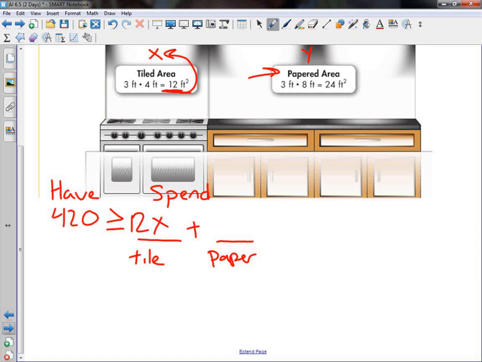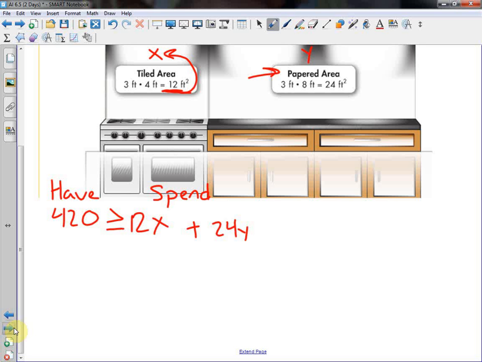12 square feet, X dollars per square foot. On the papered side, it's going to be similar, but 24 square feet, and Y is my variable. All right, so there we go. So that's our equation. All right, so this is what they were asking for to begin with.